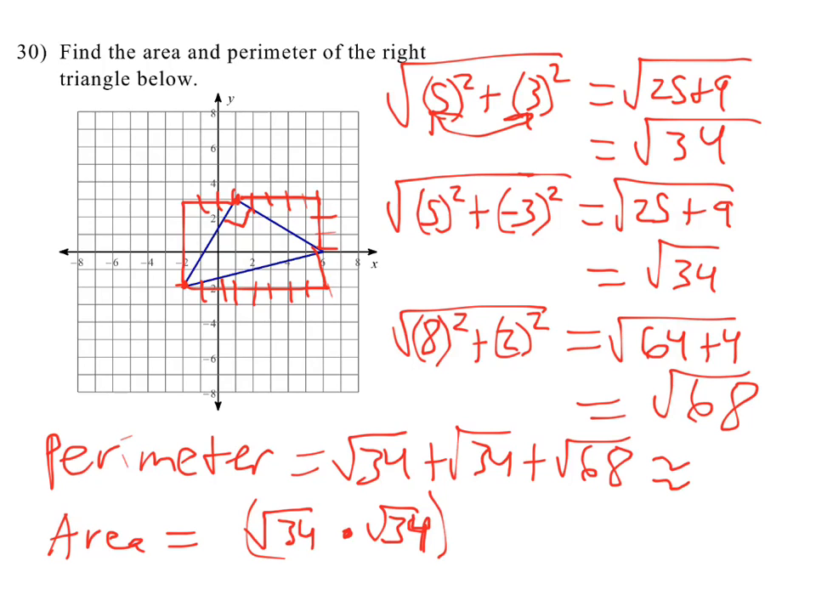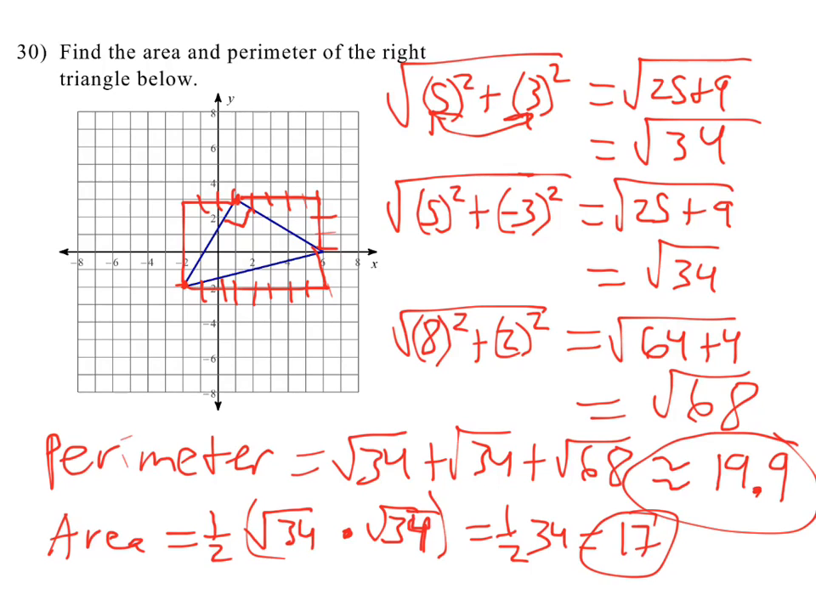And I'm going to take that and half it because it's the area of a triangle. Well, square root of 34 times the square root of 34 is the same thing as the square root of 34 squared, and square root and squares cancel each other, so really this is 1/2 of 34, which is 17. So that's going to give you an exact answer. And the other one, it's going to give you about 19.9.